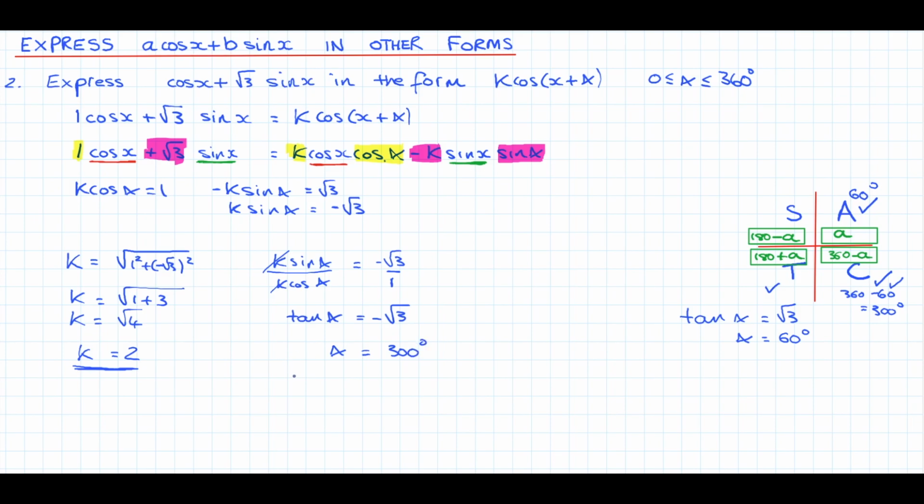Now let's finish off as we have in all the other examples. We were asked to express cos x plus root 3 sin x in the form k cos x plus alpha. And we've found our value for k and we've found our value for alpha. So cos x plus root 3 sin x is equal to k, which is 2, cos x plus alpha, which is 300 degrees.